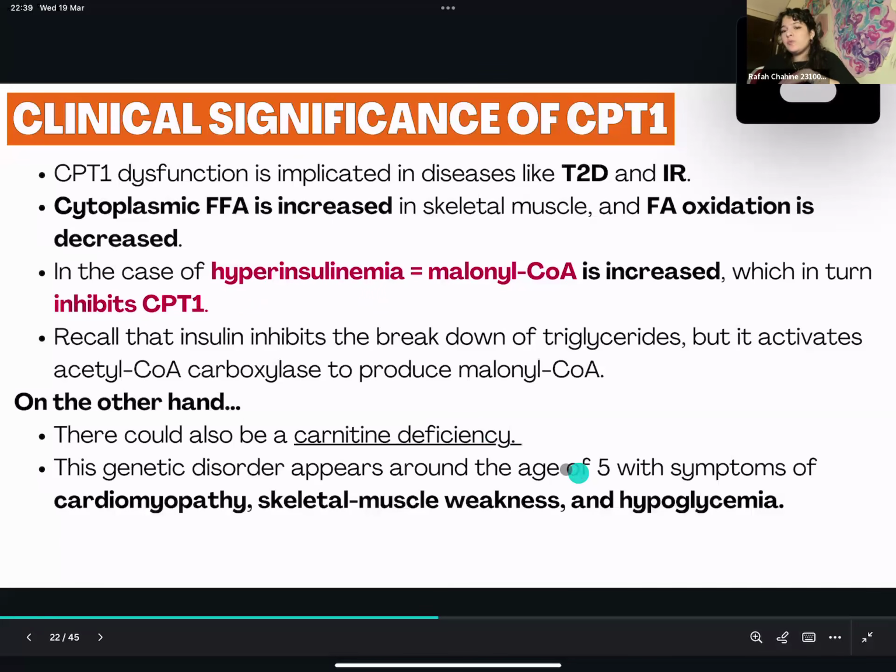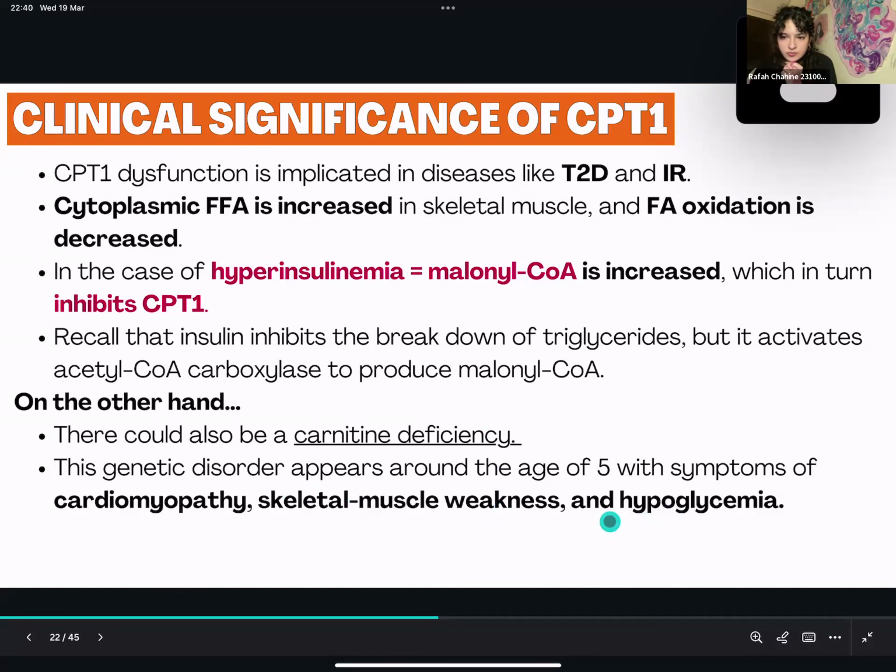Now, on the other hand, we can have this other disease called a carnitine deficiency, or a primary carnitine deficiency. So in the slide, we have two diseases. We said the dysfunction of CPT1, and now we have the carnitine deficiency. This carnitine deficiency is a genetic disorder that appears around the age of 5, and these patients can present with symptoms such as cardiomyopathy, skeletal muscle weakness, and hypoglycemia.